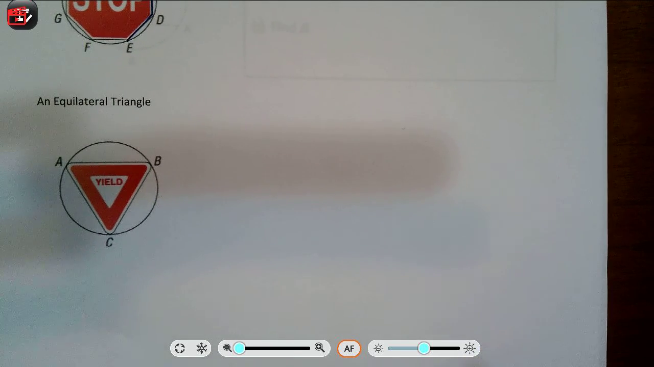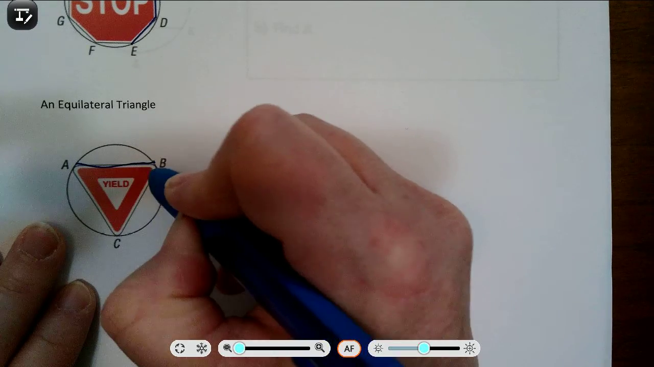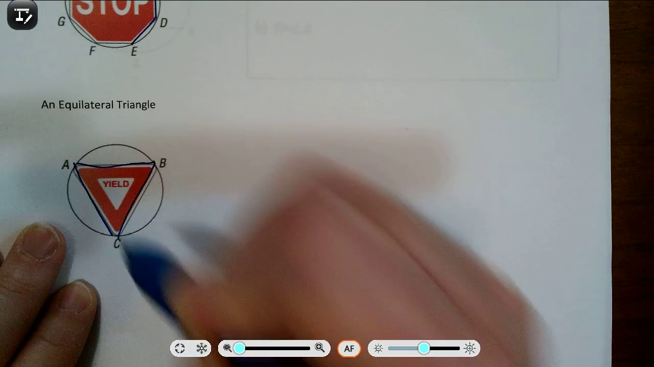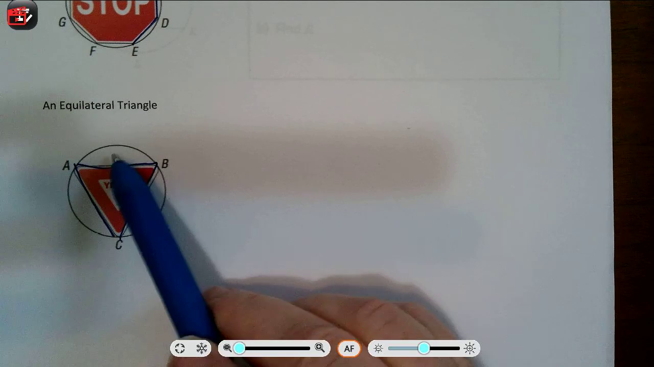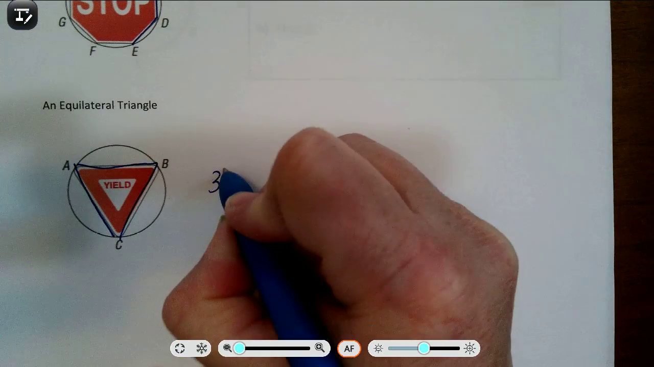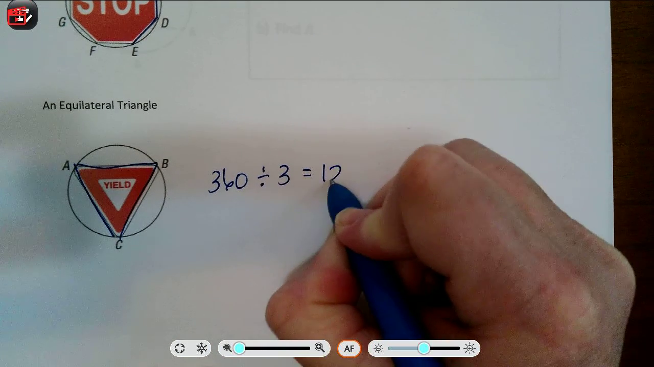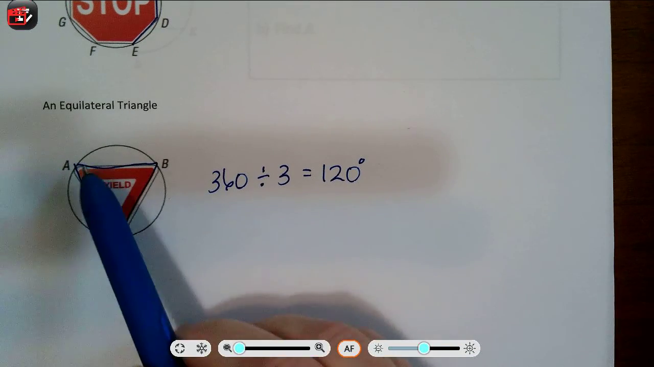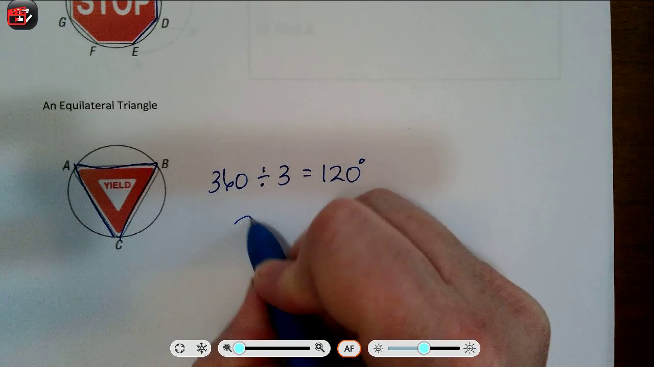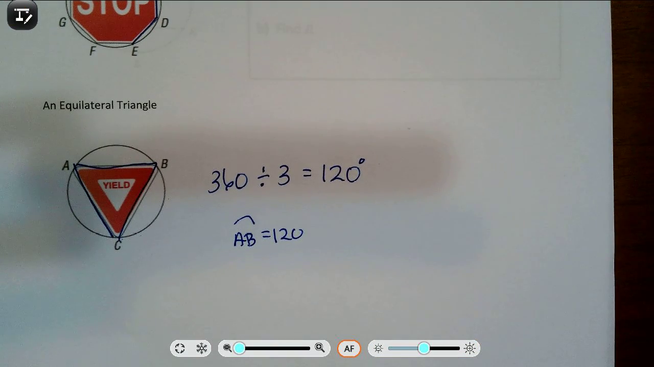If I look here, I have an equilateral triangle. That means that all of these sides, again, are congruent. So all of these chords are congruent, which means if all the chords are equal in length, all of their arcs are equal in length. So again, I'm going to take 360, divide that by the 3 sides. I get 120 degrees. So arc AB is 120 degrees. BC is 120 degrees. CA is 120 degrees.